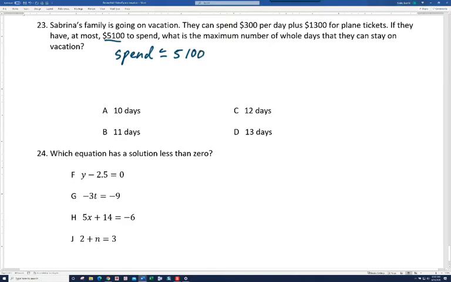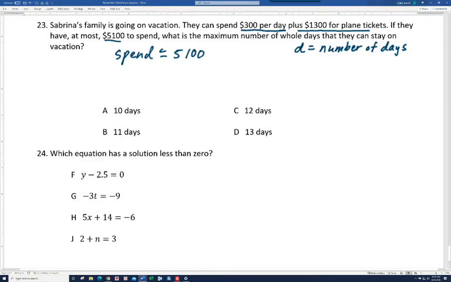And how much are they spending? Well, they're spending $300 per day plus $1,300 for their plane tickets. So basically, $300 per day. Let's see. So we're going to have to make up a variable for day. Why don't we say D equals the number of days. So we're basically finding out how many whole number days can they stay on vacation.